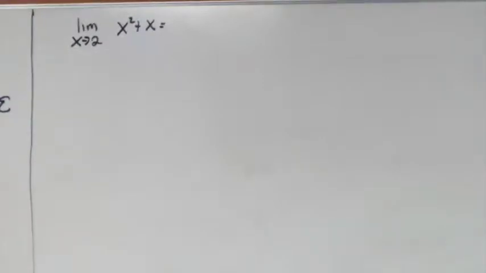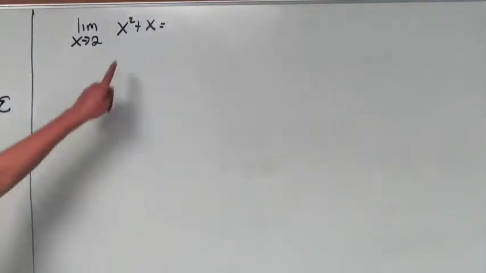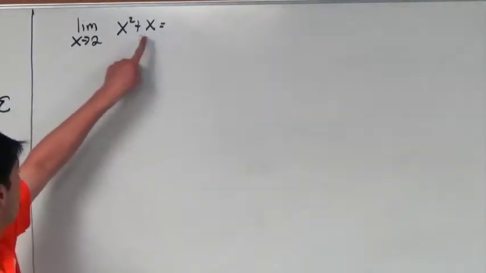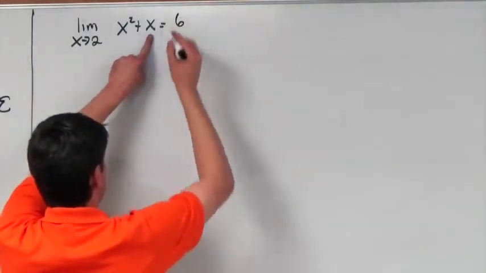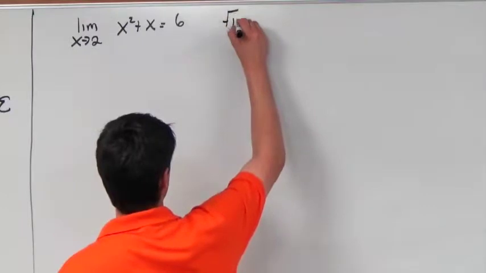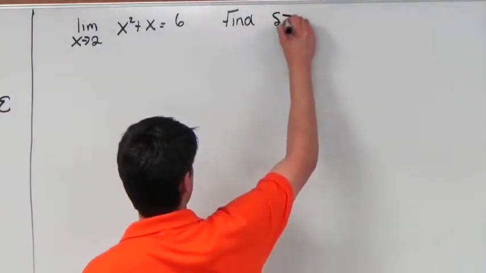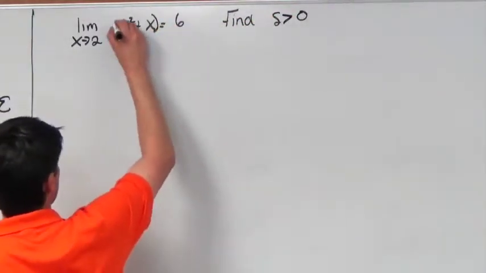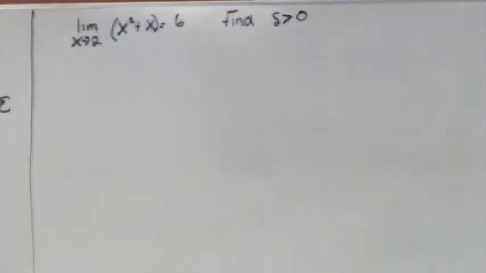Alright, so if x is going to 2, x squared would be going to 4, plus 2 would be 6. Alright, so again we are going to find a delta greater than 0. Alright, so how did we start earlier? We started by setting up the two inequalities from the definition.